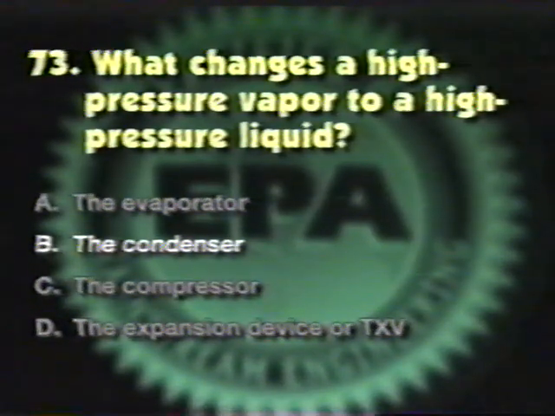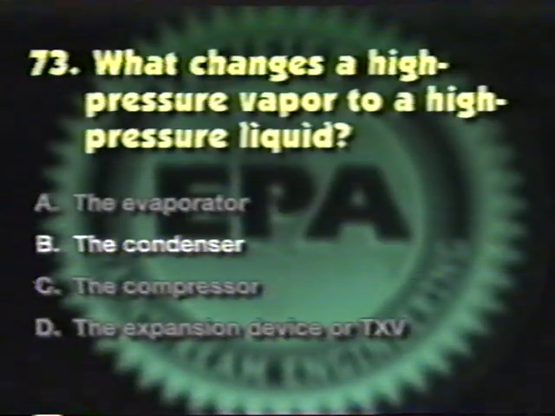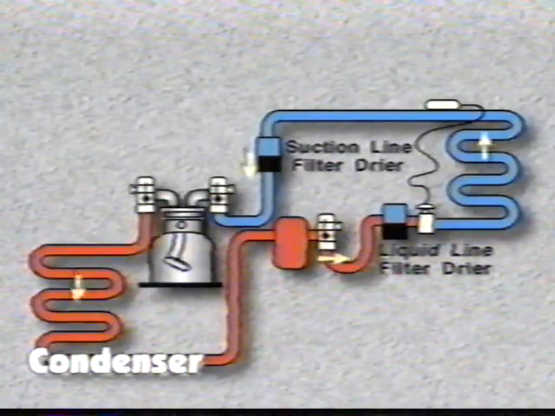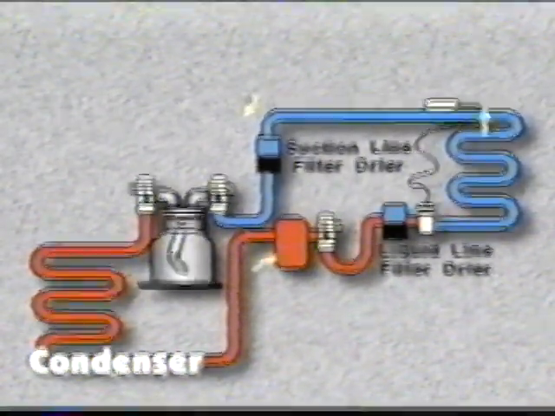The correct answer is B. The component of a refrigeration system that changes a high-pressure vapor to a high-pressure liquid is the condenser.